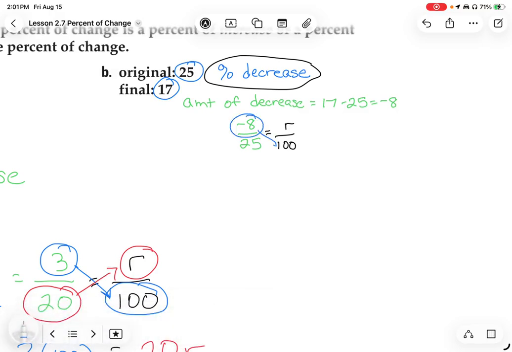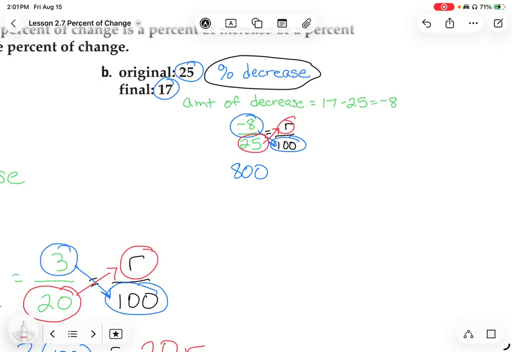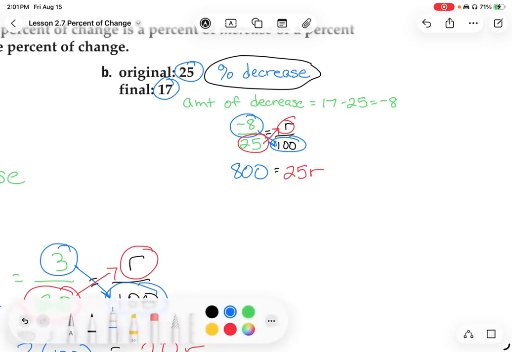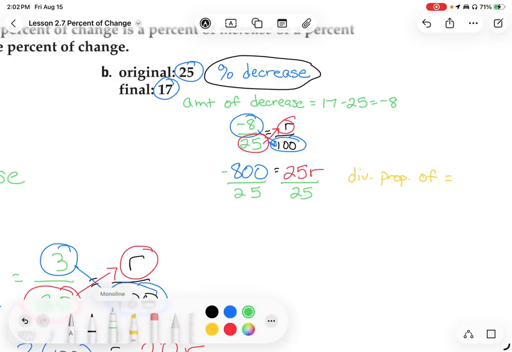Numerator times denominator, so negative 8 times 100 is negative 800. And then going the other way, it's 25 times r. So 25r. And again, we're going to do the division property of equality. To get the solution, we're going to divide both sides by 25. And negative 800 divided by 25 is actually negative 32.